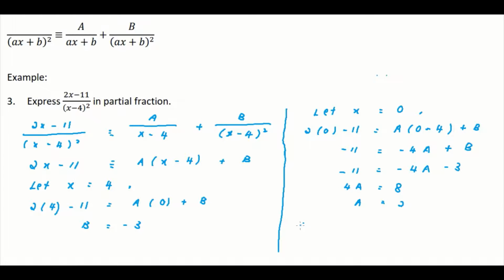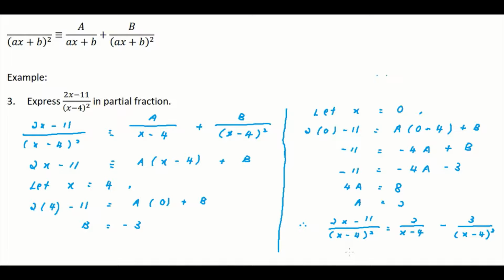So now I can rewrite the whole thing. 2x minus 11 over x minus 4 squared equals 2 over x minus 4. My b is negative, so minus 3 over x minus 4 squared. Okay, the same thing, if you want to check, you can try to solve this and see whether you get your given equation or not.